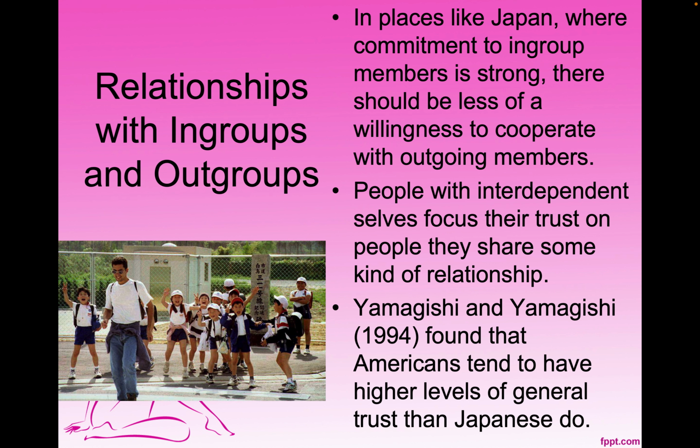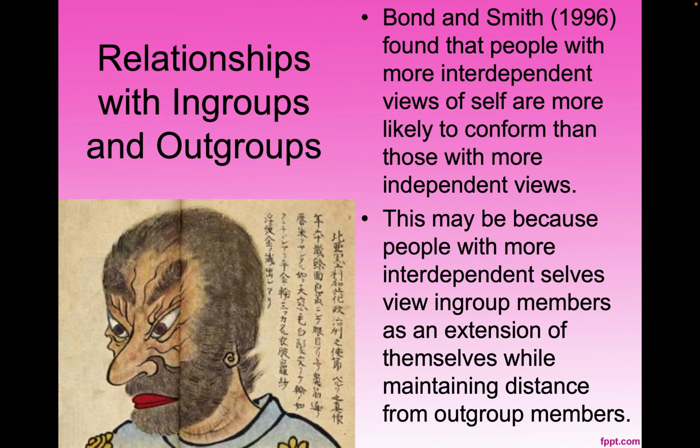In places like Japan, where commitment to in-group members is strong, there should be less of a willingness to cooperate with out-group members. People with interdependent selves focus their trust on people with whom they share some kind of relationship. Yamagishi and Yamagishi in 1994 found that Americans tend to have higher levels of general trust than the Japanese do. Bond and Smith in 1996 found that people with more interdependent views of self are more likely to conform than those with more independent views. This may be because people with more interdependent selves view in-group members as an extension of themselves while maintaining distance from out-group members.